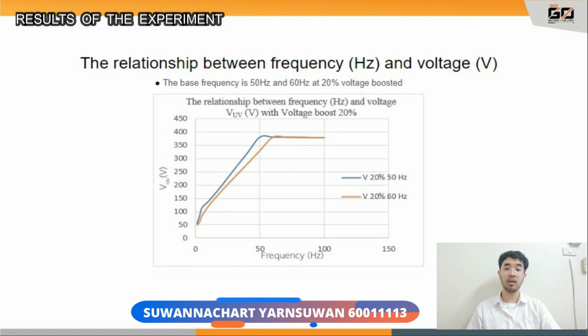The fourth graph shows the relationship between frequency and voltage VUV with voltage boost 20%, so it will look similar to graph 3. However, graph 4 will have a higher initial voltage than graph 3. Next, I will pass you over to Ekalat, who is going to discuss how to apply this knowledge.